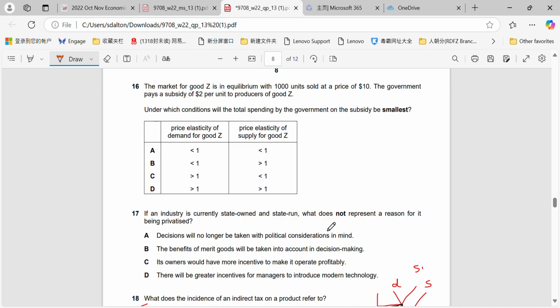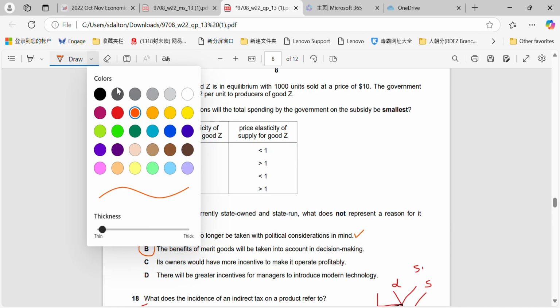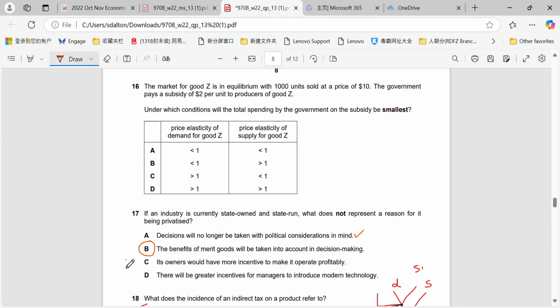Okay, if an industry is currently state-owned and state-run, what does not represent a reason for it being privatized? "Decisions will no longer be taken with political considerations in mind." That is true. That is a reason for privatizing it. "Benefits of merit goods will be taken into account in decision making." That is not true. That will be the case when the government is controlling it, but when we privatize it, the external benefits that those merit goods generate will not be taken into account by the private firm.